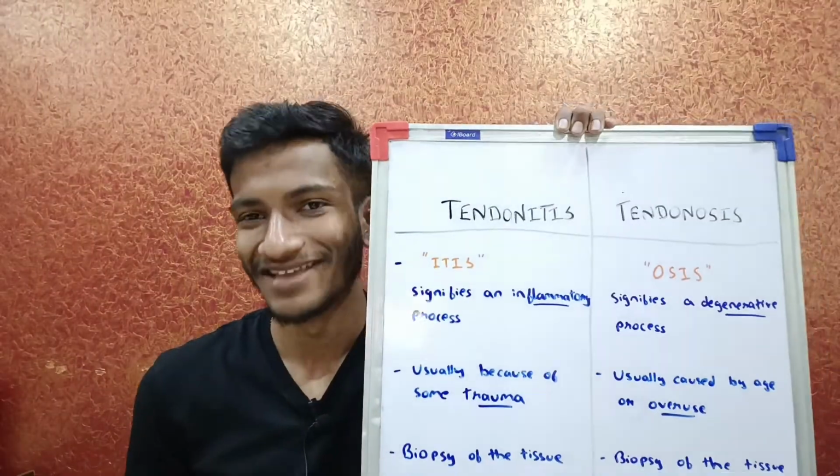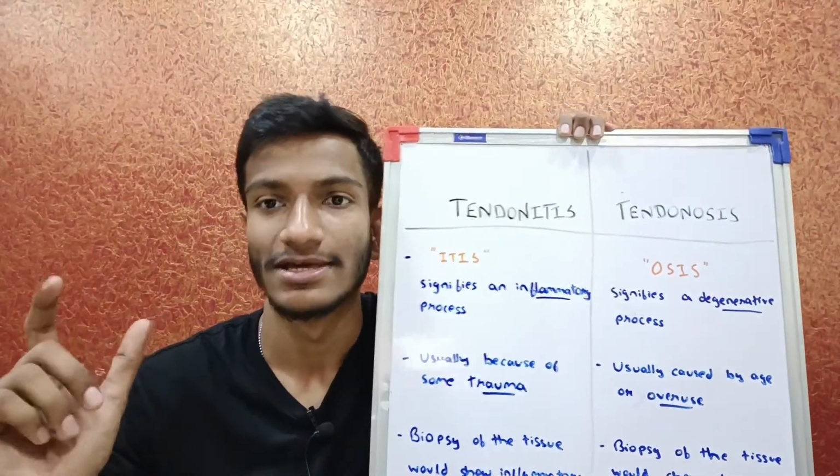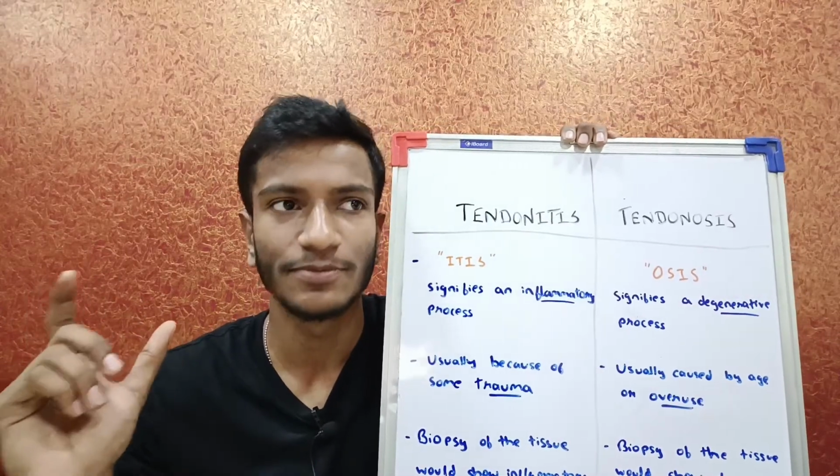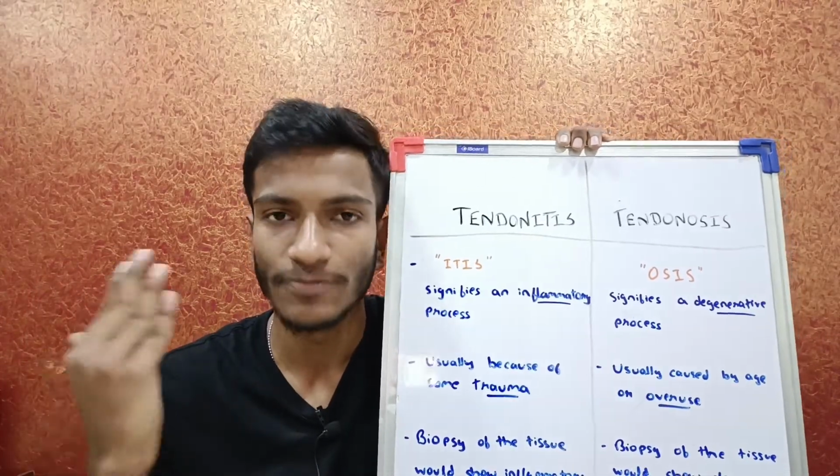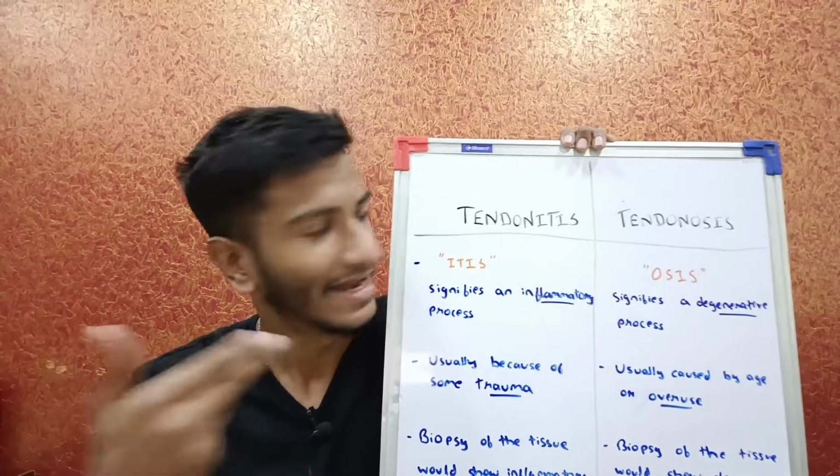Now let's look at the actual difference between tendinitis and tendinosis. So, tendinitis. Itis signifies an inflammatory process. You might have heard terms like spondylitis, myocarditis, and tendinitis.